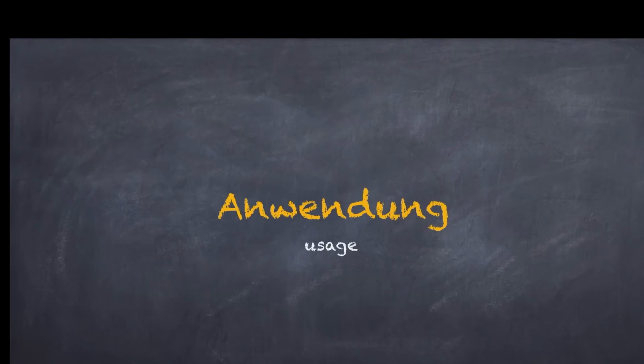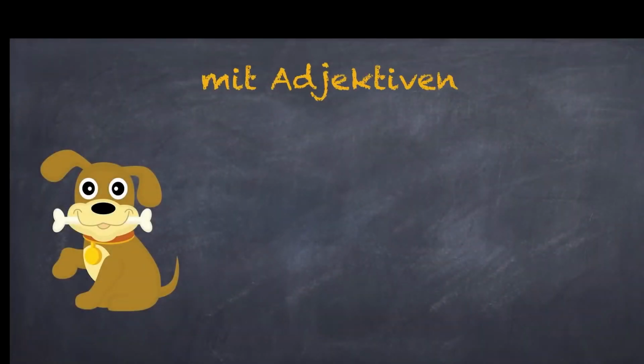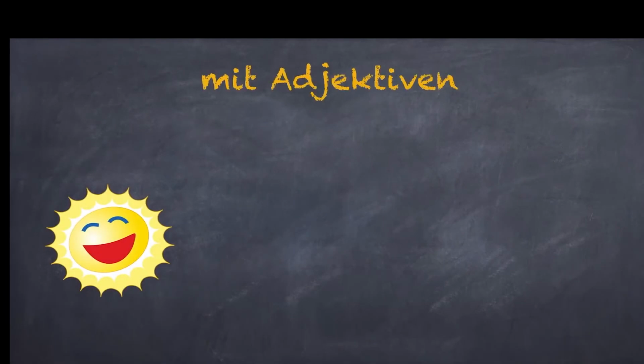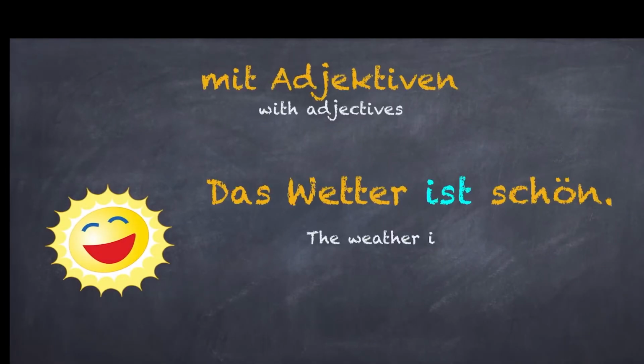So here's the first usage. Mit Adjektiven. For example, der Hund ist freundlich. Let's look at another example. Das Wetter ist schön. Both freundlich and schön are adjectives. There is a list of adjectives you should learn if you want to speak good German. You can watch our video on adjectives and the link is given below.